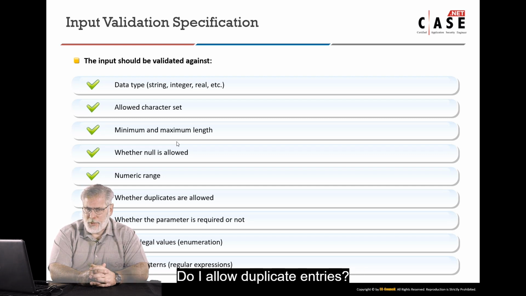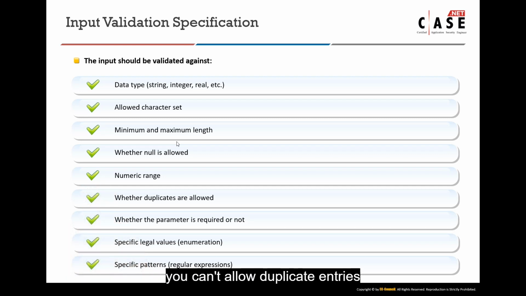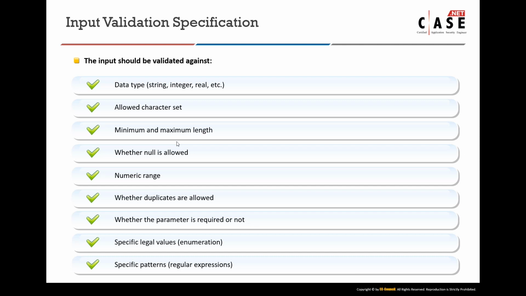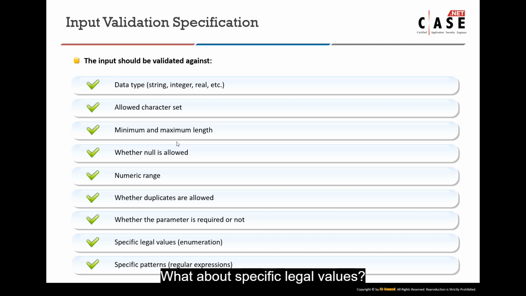Do I allow duplicate entries? Now again, I'm not telling you you can't allow duplicate entries, just like I didn't tell you you couldn't allow nulls. But it needs to be either intentional, that you wanted to allow these things, or you explicitly prevent them. What about specific legal values? These are enumerations of specific values that you will allow and not. And by legal, I don't mean the law, I mean legal within your programming language.